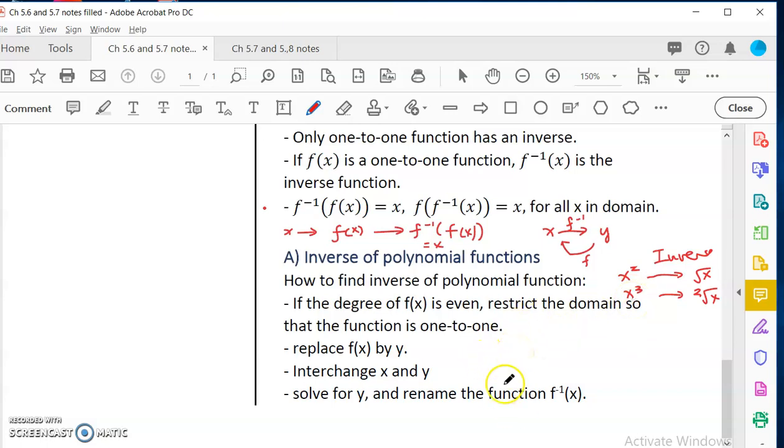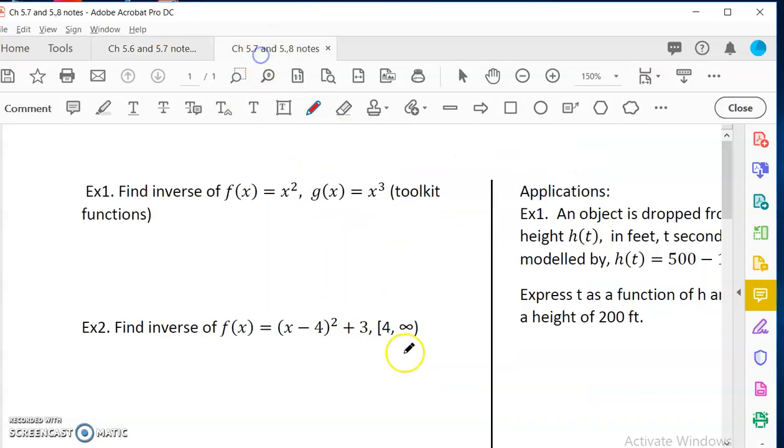The steps to find the inverse are still the same. You write f of x as y. You interchange x and y, and you solve for x. You can solve for x first and then switch later also, so both are okay. After you solve and after you switch, you rename the y as f inverse. So let's do a few examples on just this.